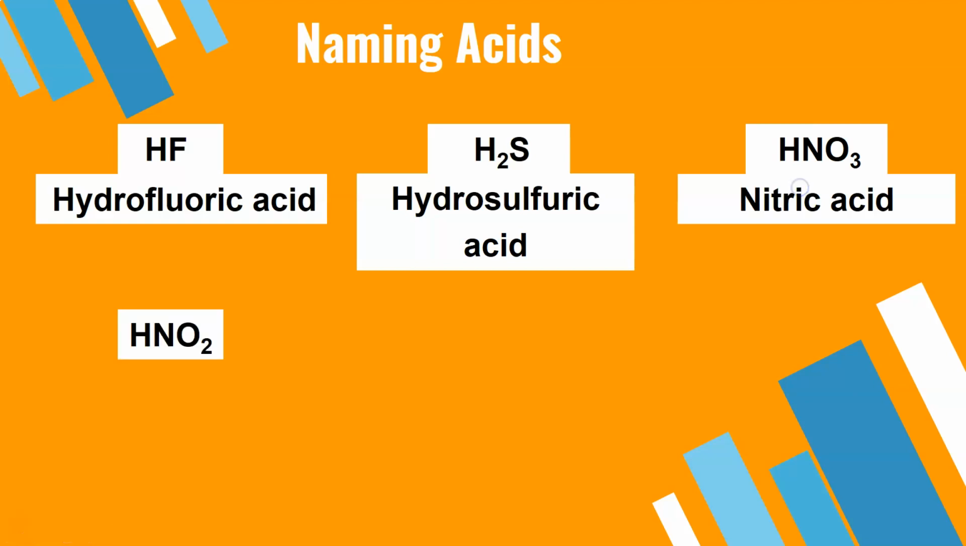Compare that to this one. This is not binary. There's a polyatomic. It's not going to start with hydro. This is nitrite. See how it has one fewer oxygen? That makes it the ite version. If it's the ion that ends in ite, we're going to change the ending to be us. Nitrous acid.